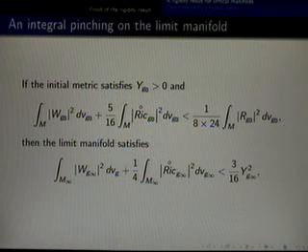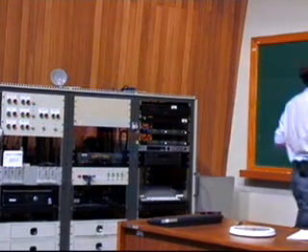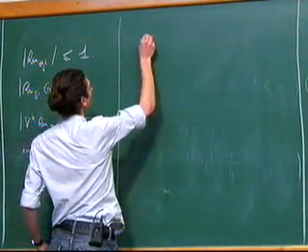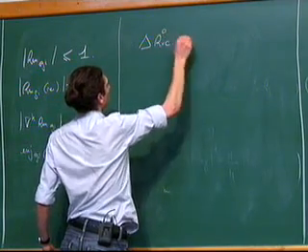So what we will do now is to prove a pinching result on the limit manifold. And such a result is easier to prove because you know that the limit manifold is critical for your functional. So it gives you more information. You know that the critical manifold, the limit manifold, will satisfy something like that.